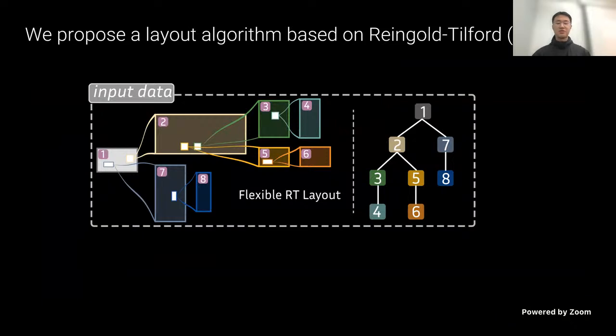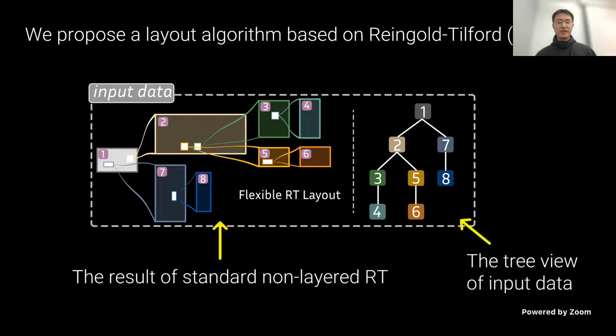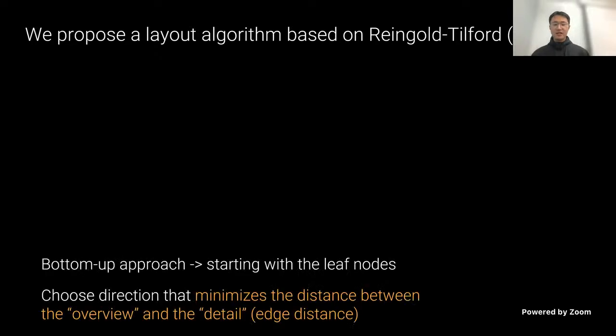Next, I'll go through the algorithm that realizes this overview plus detail design. This is the input data and the result of a standard non-layered Reingold-Tilford algorithm that we'll compare with. Our algorithm follows a bottom-up approach where the layouts start with the leaf nodes.